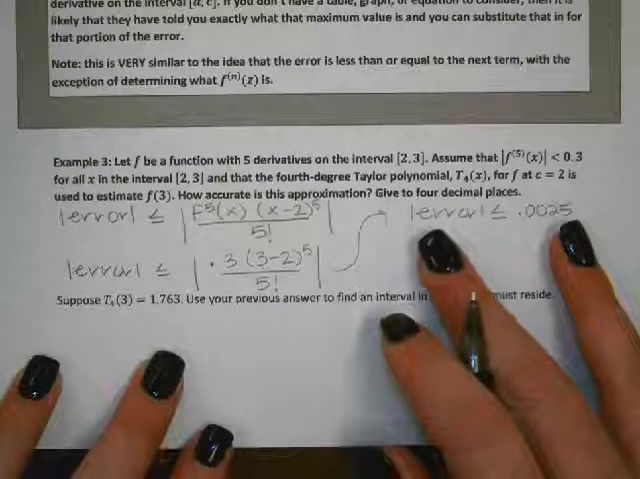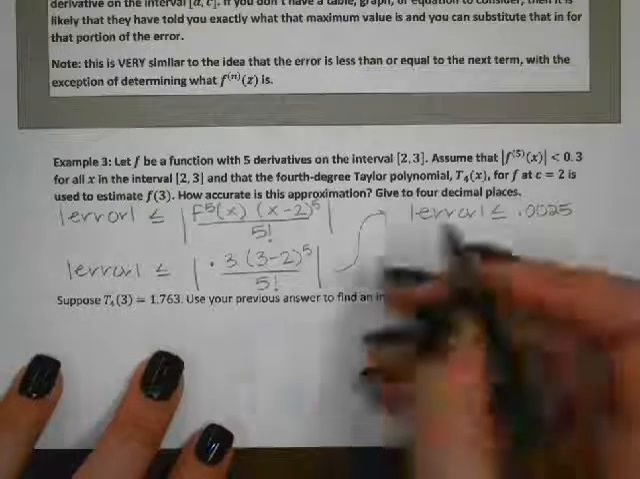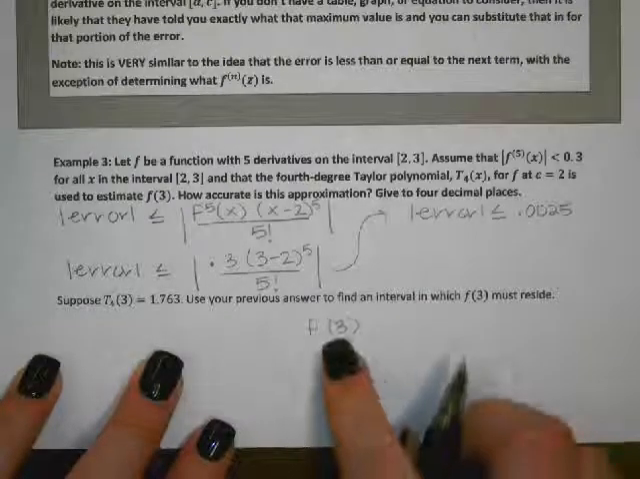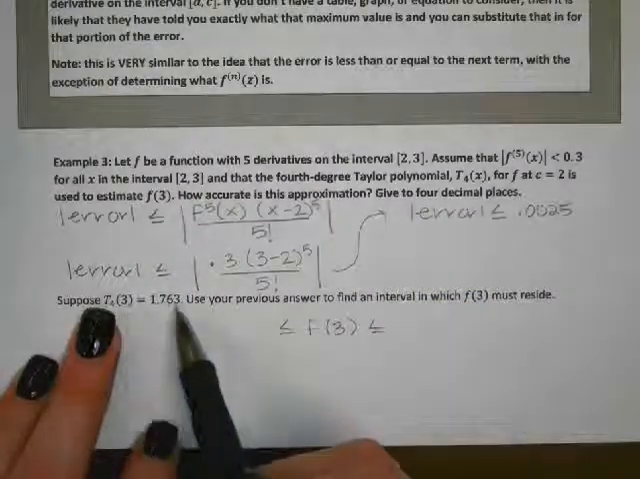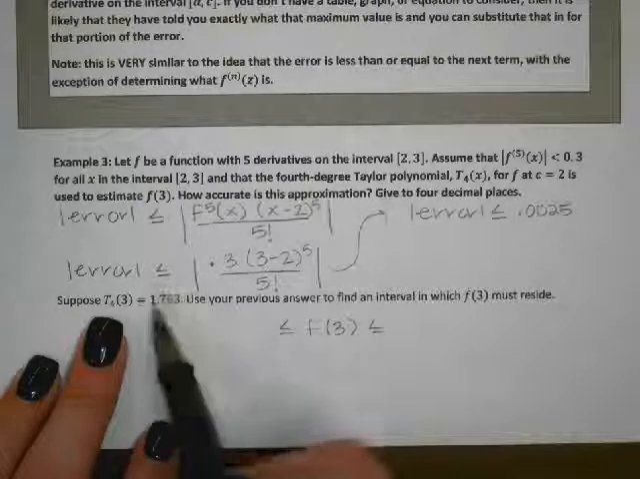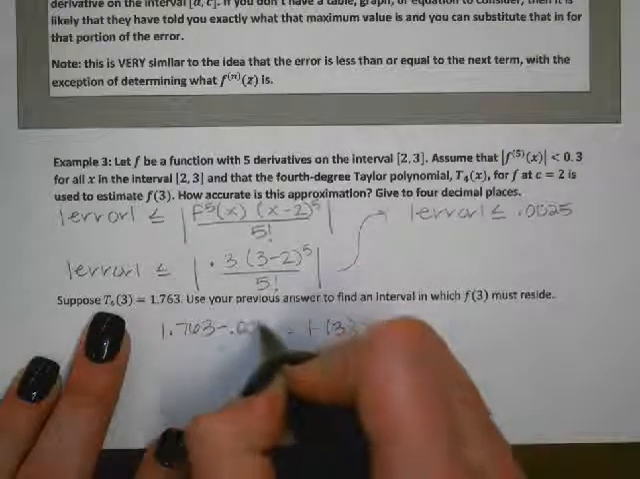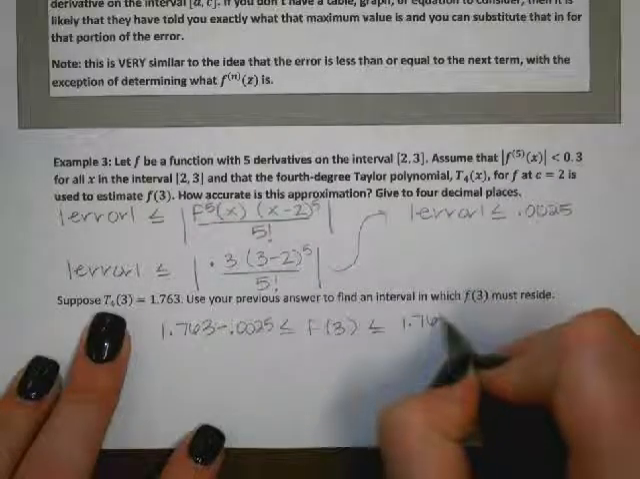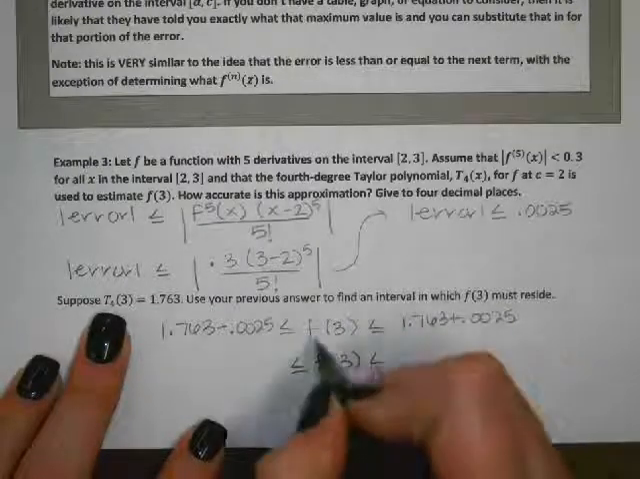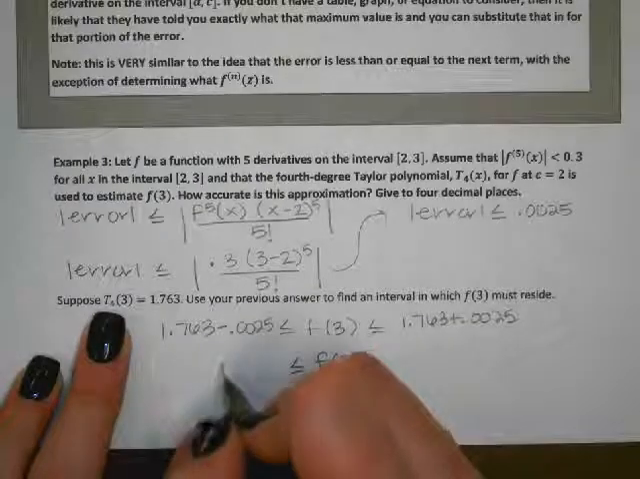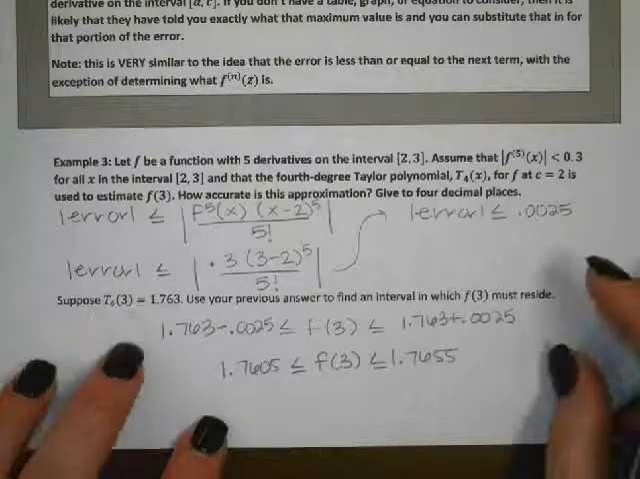Once we have those numbers calculated, then typically what we do is we find an interval that the real answer could be on. So I'm going to say the real answer for 3 plugged into the actual curve is going to be somewhere in between what we calculated it to be, and they're just telling you when they took their 4th degree polynomial and plugged in 3, this is what they got. So it's going to be between 1.763 minus 0.0025 and 1.763 plus 0.0025. So the actual value of the curve evaluated at 3 is going to be somewhere between 1.7605 and 1.7655, somewhere in between those.